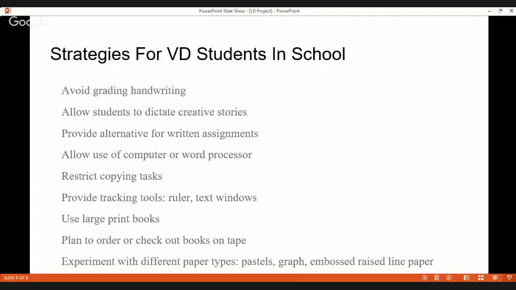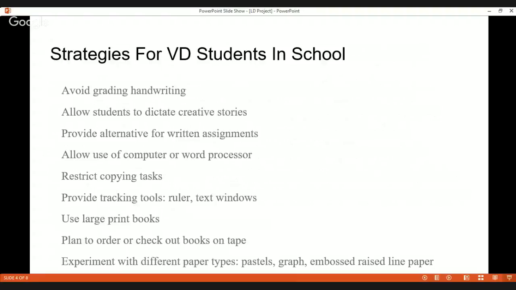Restrict copying tasks, like writing a ton of notes on a board and having them try to copy all the notes down. That's something that teachers could restrict for those students. Provide tracking tools such as a ruler or text windows. Using large print books. This is something that I use for a student that I work with who is mostly blind in one eye. We use large print books and notebooks with larger lines on them. It makes it easier to read, makes it easier for them to see, especially when it comes to line paper. They can actually see the lines in the paper when they write, because they do have trouble writing straight across the line and even within the margins, which are also enlarged in those notebooks.